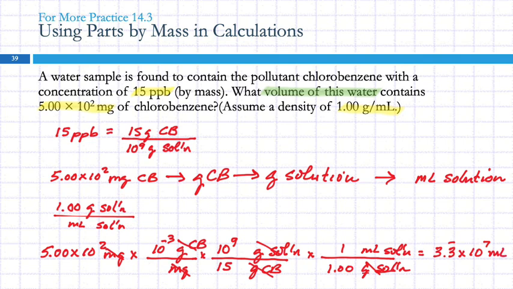Gives me 3.3 repeating. So we could round that. Oh, I guess we only have 2 sig figs. So 3.3 times 10 to the 7th milliliters to get 500 milligrams of chlorobenzene. Any questions?